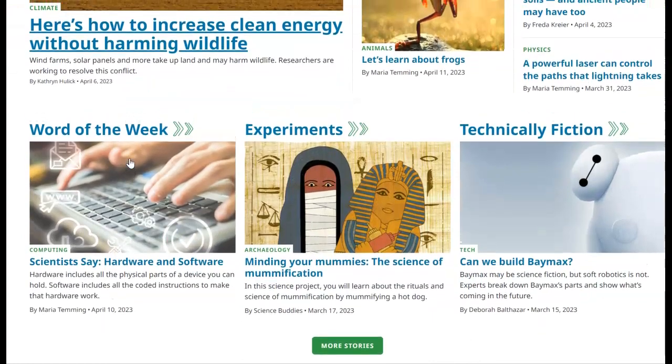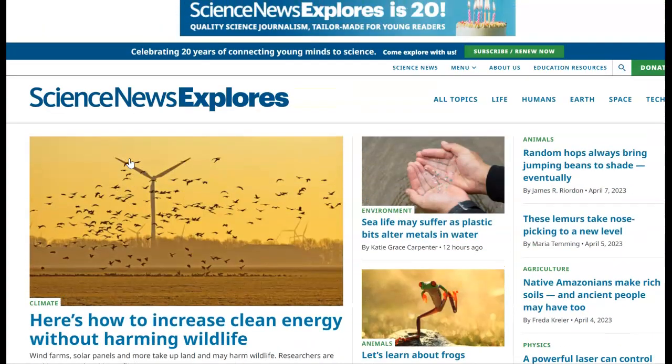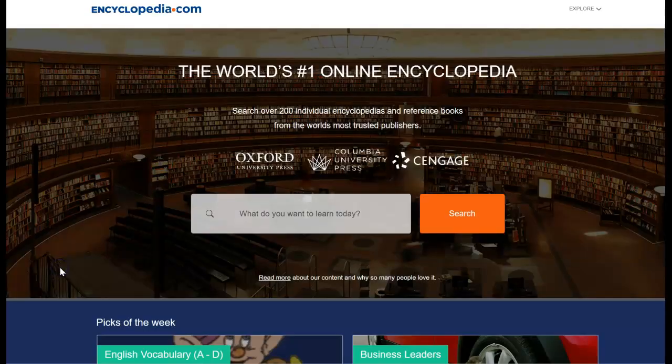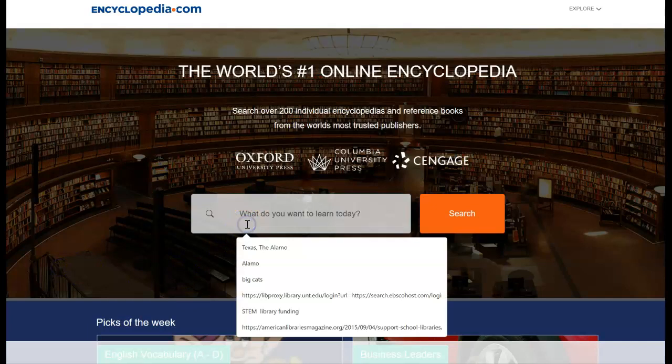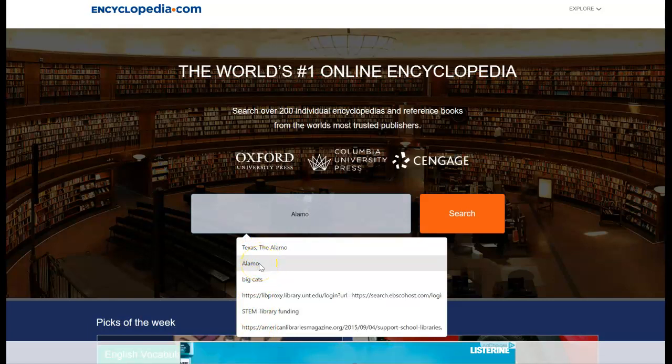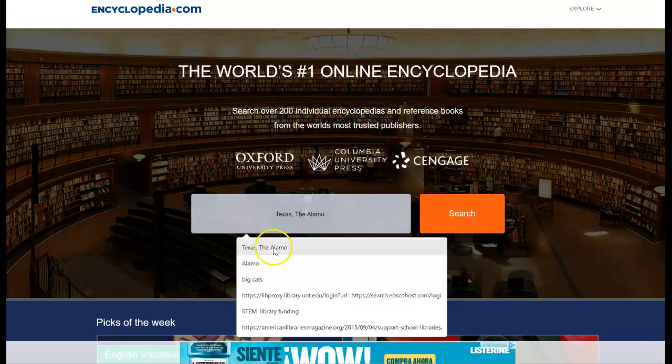And it talks about word of the week, experiments, but you are not going to use this to write your research paper. You just might use it to get some extra information. The next one I want us to look at is this encyclopedia. This is where you can type in your information, such as Alamo, Big Cat, or the Texas Alamo. Be very careful. If you just type in Alamo, there's no telling what you're going to get. You might get the rental car, not the Texas Alamo.